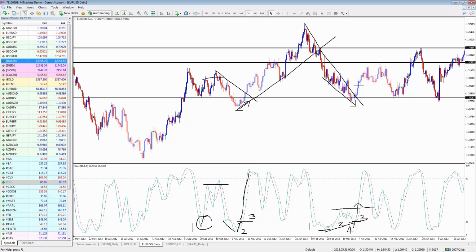Now let's move on to our final indicator. So the stochastics, ideally try to use them in ranges. Now let me give you a great tip here.